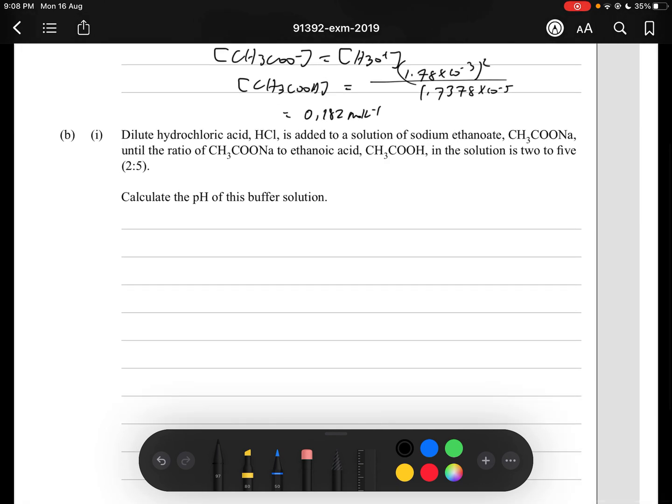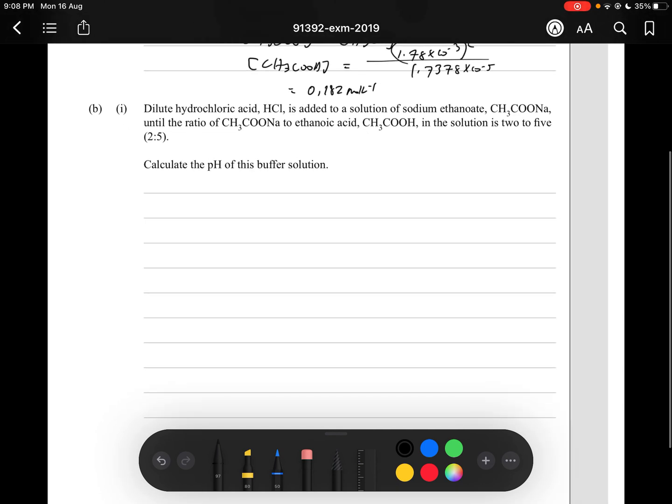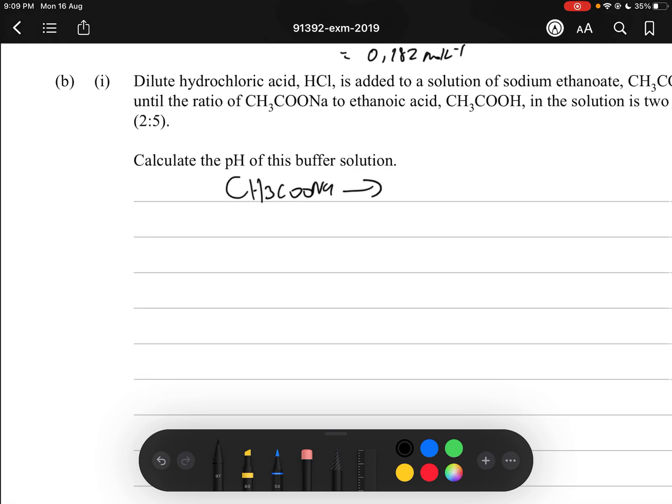Alright, looking at B(i). Dilute hydrochloric acid is added to a solution of sodium ethanoate until the ratio of CH3COONa to ethanoic acid in the solution is 2:5. Calculate the pH of the buffer solution. So for this question, we're adding HCl and CH3COONa. CH3COONa is going to give us CH3COO minus and Na plus.